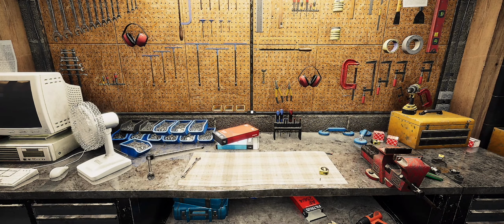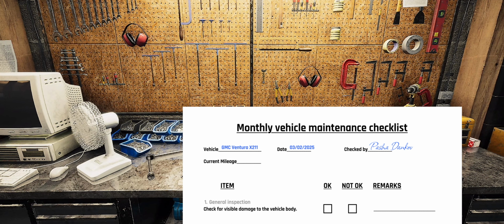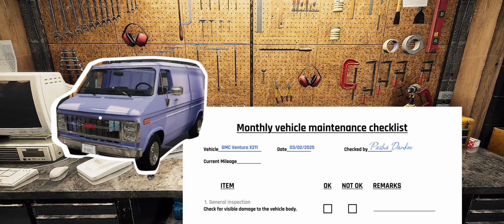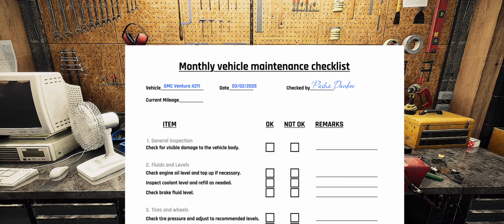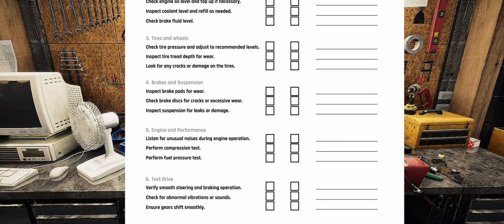One of the technicians, Pasha Dankov, received the following order from the maintenance planner. He has to perform complete maintenance of the following vehicle. The list of steps, things to do, we see now on the screen. It's a paper document which he printed 5 minutes ago. He has to start with the general inspection first, check for visible damages of the vehicle body, check fluids and levels, tires and wheels, and so on.